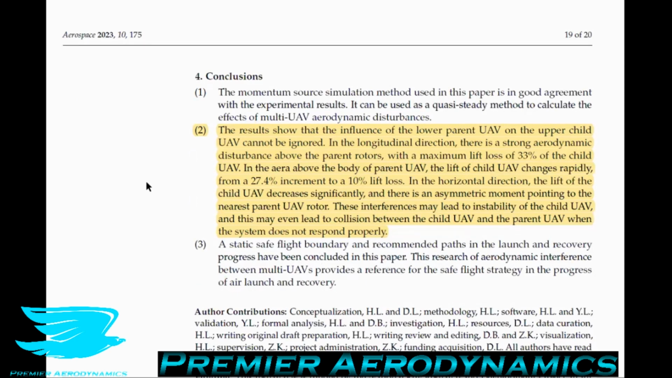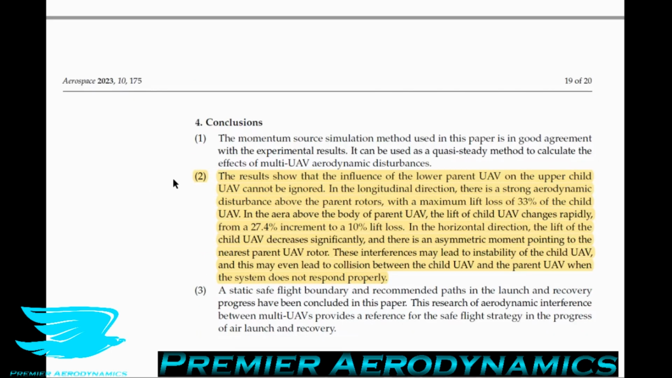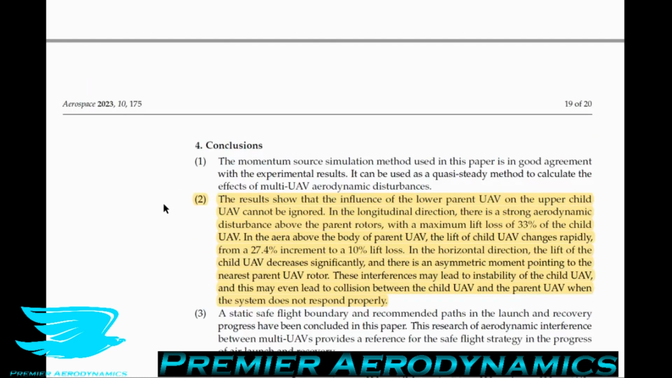So in conclusion, the results show that the influence of the lower parent UAV on the upper child UAV cannot be ignored. In the longitudinal direction, there is a strong aerodynamic disturbance above the parent rotors, with a maximum lift loss of 33% for the child UAV. In the area above the body of the parent UAV, the lift of the child UAV changes rapidly from a 27.4% increment to a 10% lift loss, which is why you got such a big gamma, that non-dimensional parameter they use to specify the safety area of the UAV.